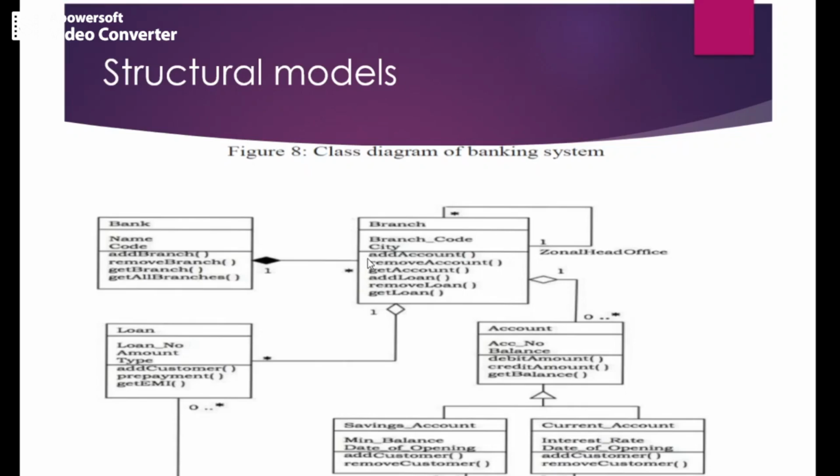And n branches will belong to one bank. Only one bank. Okay. Then we have one more association: loan and customer. So what can you see? Customer can have any number of loans, 0 to star. Right? So star means n. Okay. And then we'll see other types of representation here.